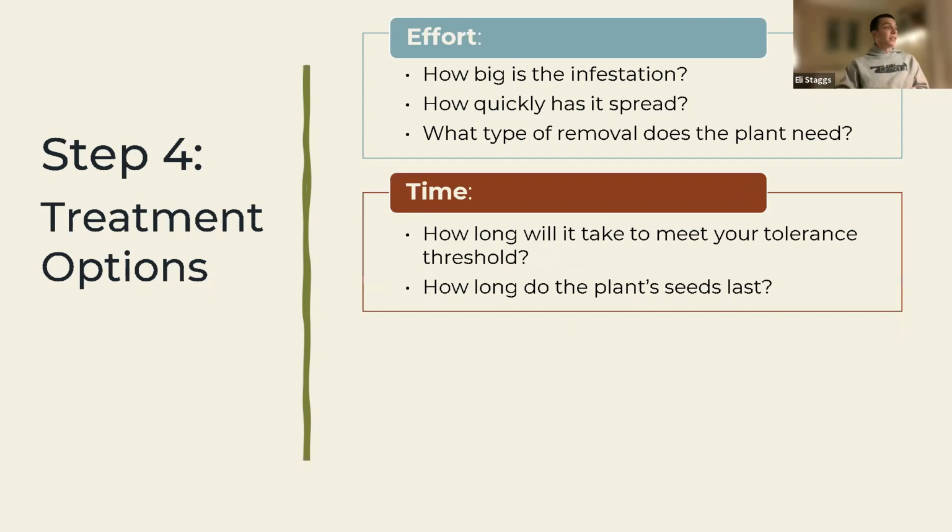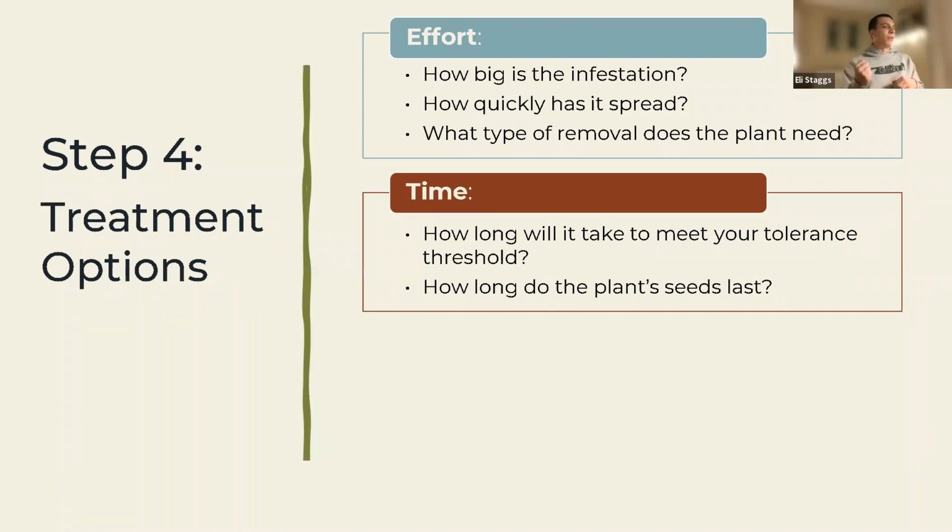Then we need to think about the time. If we have a tolerance threshold of 0, we need to have this plant completely eradicated. Learning about treatment methods will tell us how long that's going to take. So learning the life cycle, how long until it's gone forever, and then treatment, how long is it going to take for this plant to respond to the treatment method that we use?